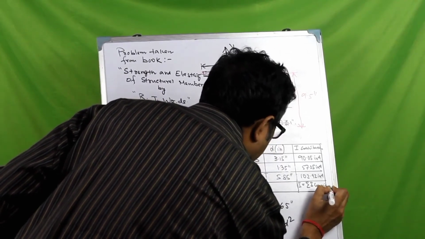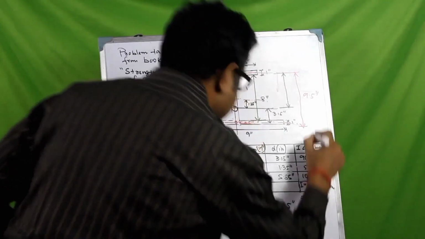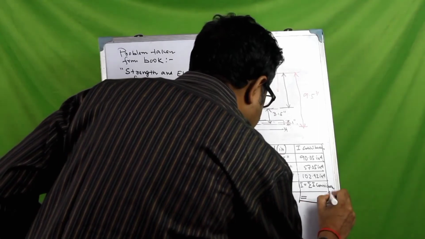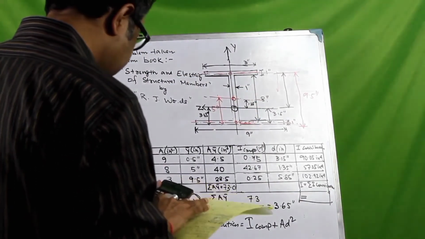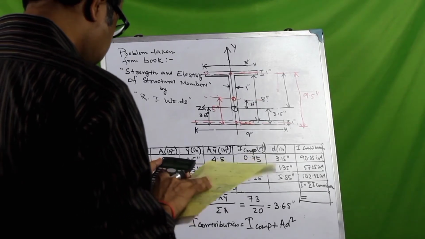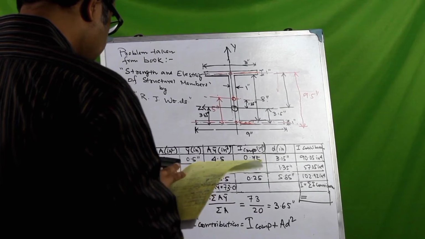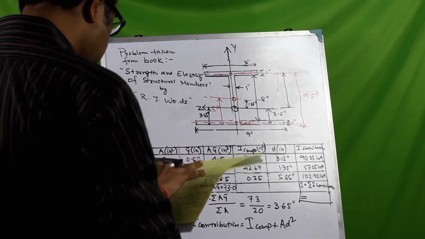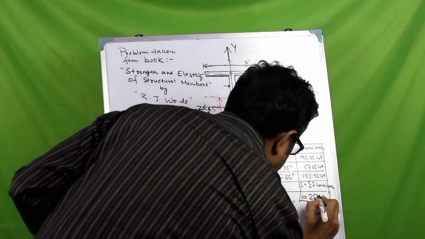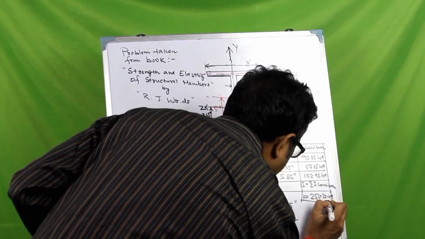The contribution from each of the components would be equal to the summation of all these values. So what do we get? 90.05 plus 57.25 plus 102.92. If we add them all up, we get 250.22 inch to the power 4.